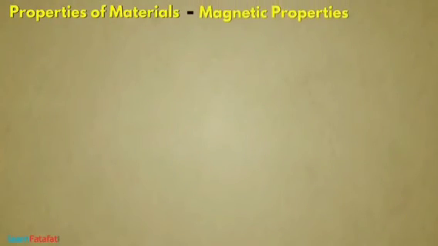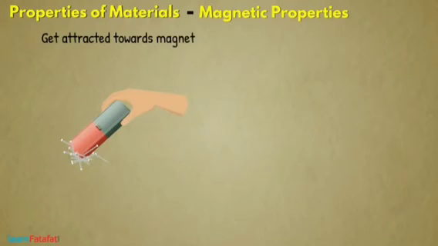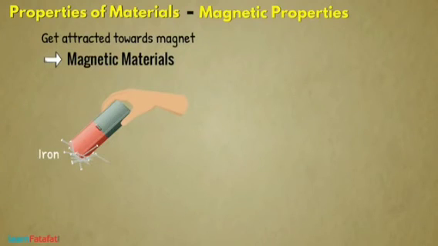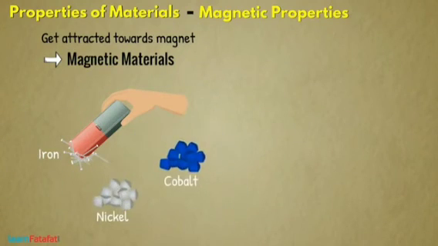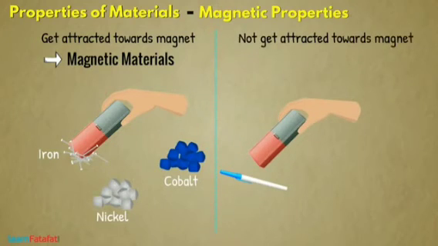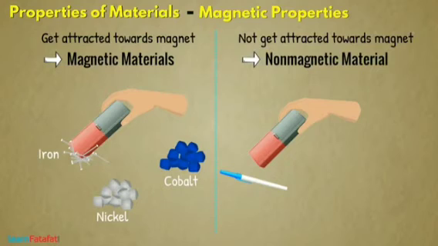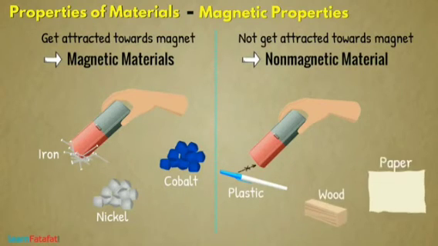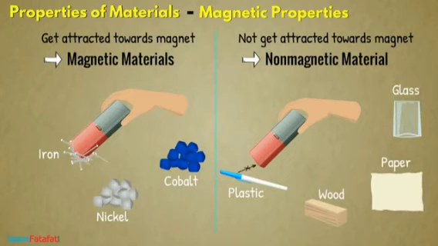Magnetic properties. Some materials get attracted towards a magnet. These are magnetic materials. For example, iron, nickel and cobalt. Others which do not get attracted towards a magnet are non-magnetic materials. For example, plastic, wood, paper, glass, etc.